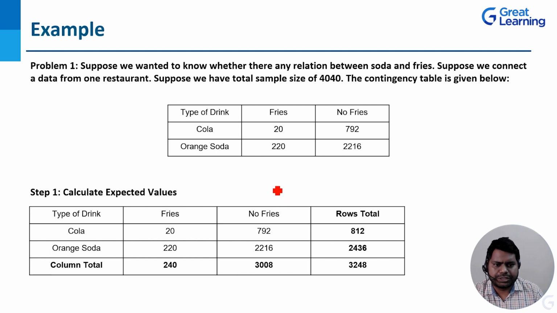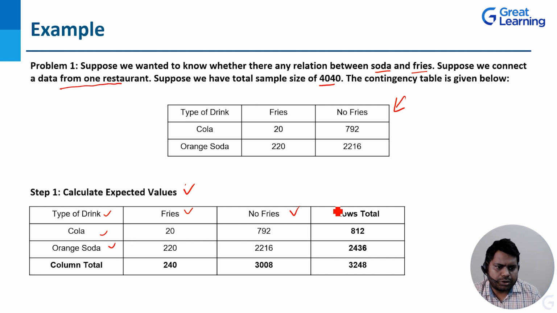Now let's solve a use case. Suppose we wanted to know whether there is any relation between soda and fries. Suppose we collected survey data from a restaurant, with a total sample size of 4040, and the contingency table or frequency table is this. First we will calculate the expected values. The type of drink is cola or orange soda; similarly for fries, whether they like fries or they don't.